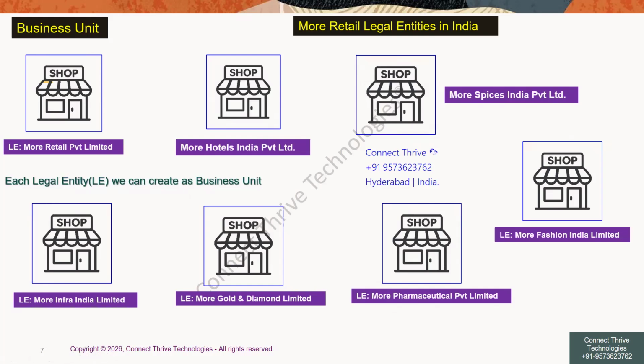In the previous example, within the legal entity we have 7 plants, and each plant has a BU. But here we have 7 legal entities, and each legal entity has a BU. So that is the difference. Don't confuse it.